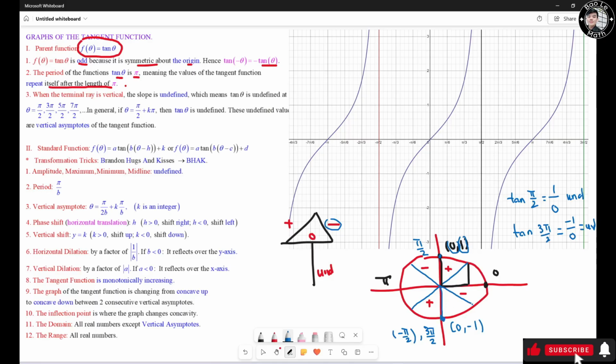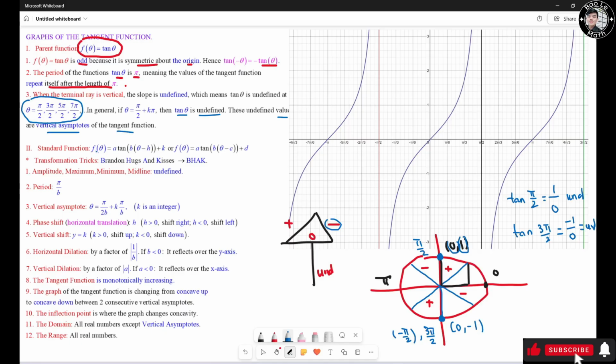Now if you keep moving the terminal ray counterclockwise, you see that this one is pi over 2, this one is 3 pi over 2, this is 5 pi over 2, this is 7 pi over 2, 9 pi over 2, 11 pi over 2, 13 pi over 2, and 15 pi over 2, and so on. So these are vertical asymptotes of the tangent function. In general, if theta equals pi over 2 plus k pi, then tangent theta is undefined. These undefined values are vertical asymptotes of the tangent function.